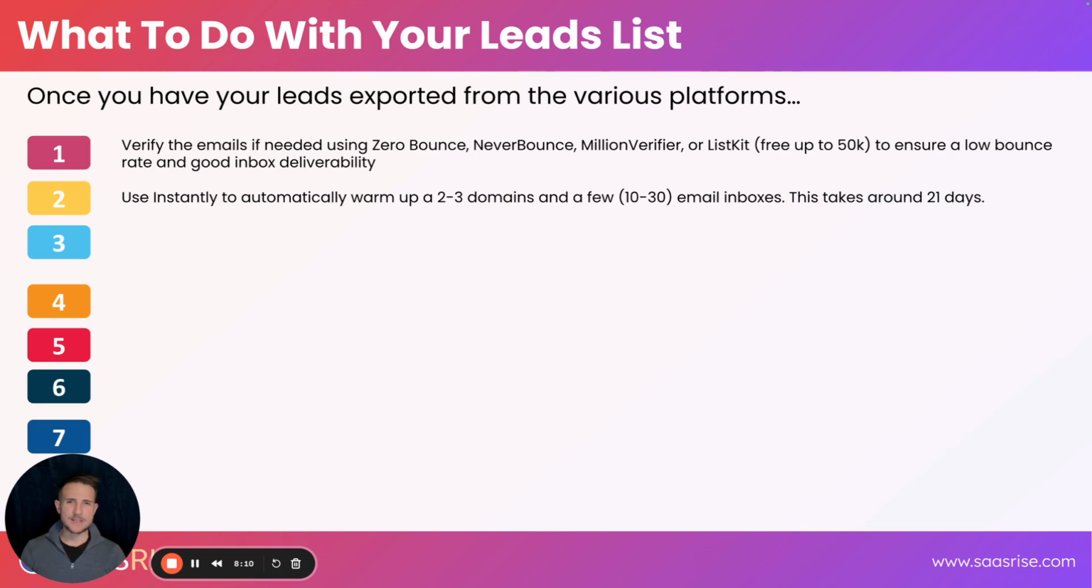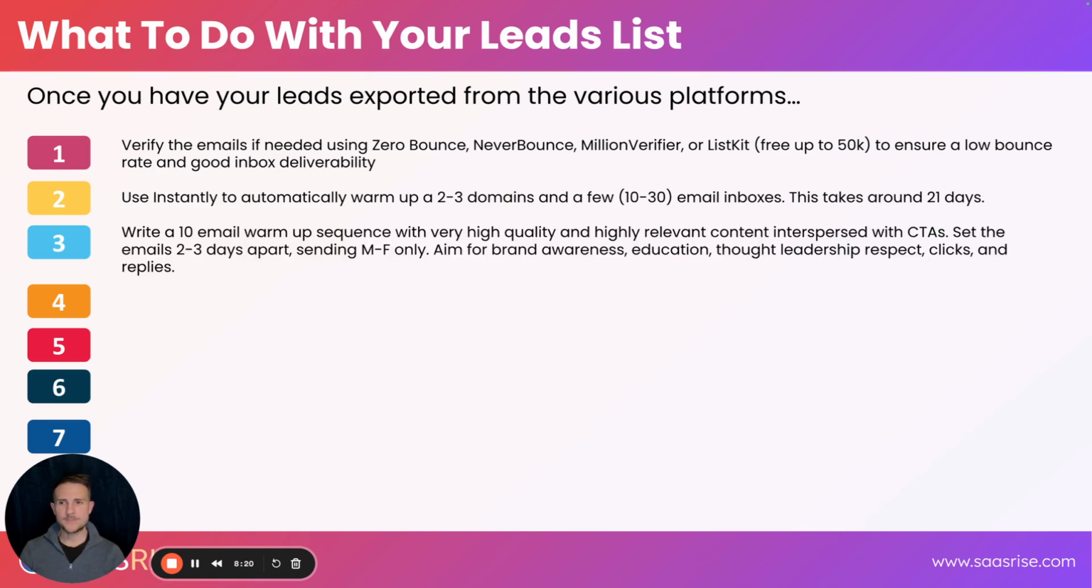Some people say 50, but I think that's too conservative. I think 300 to 500 per day is fine as long as your list quality is good, you've verified your emails, and you've warmed up your domain for about 21 days. Make sure you get all your DKIM records and SPF records and DMARC records right, which Instantly will help you with.